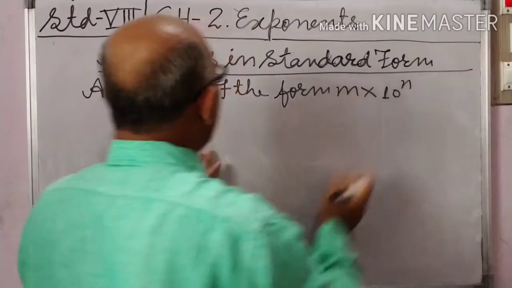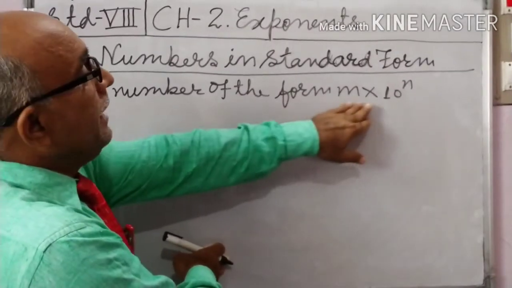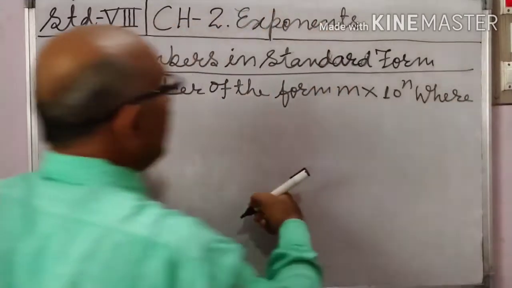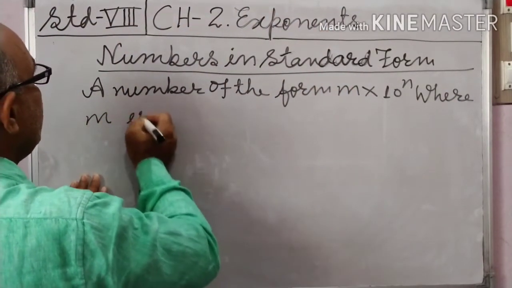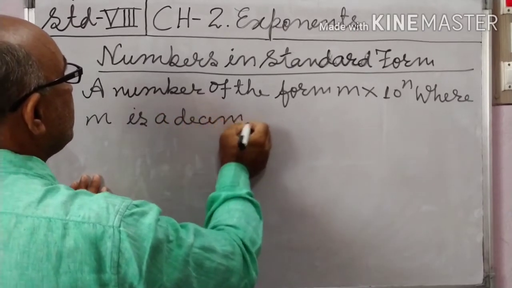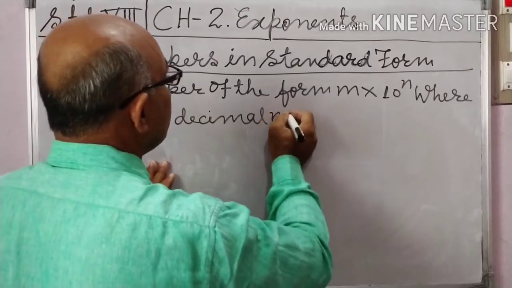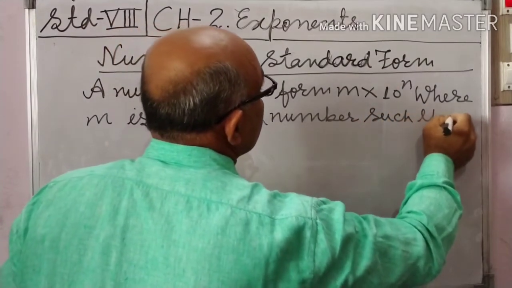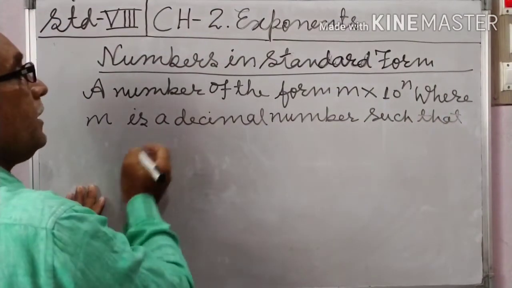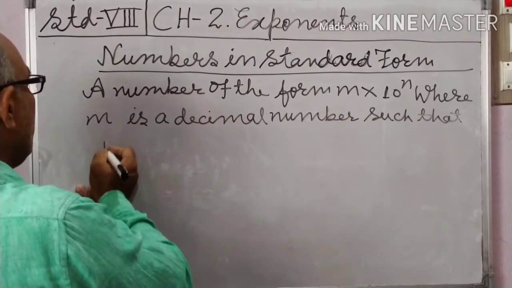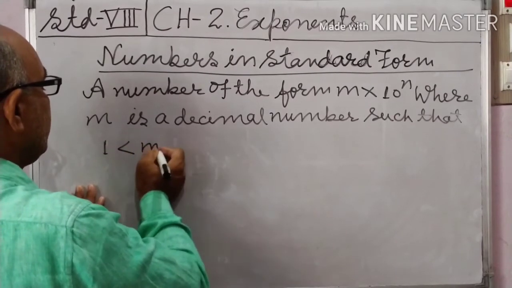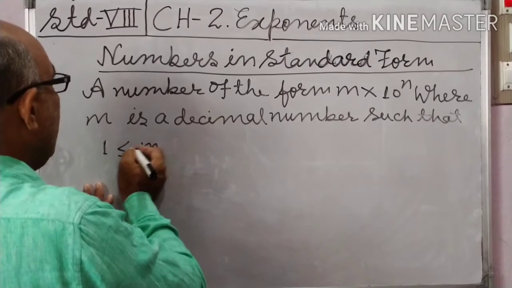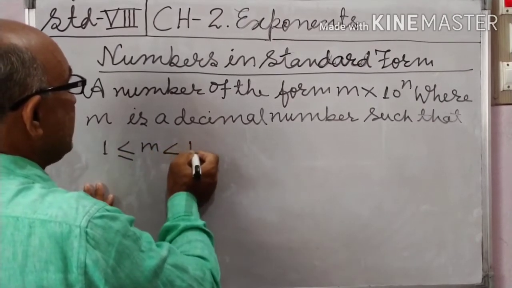A number of the form m into 10 to the power n, where m is a decimal number such that m is greater than or equal to 1 and less than 10.